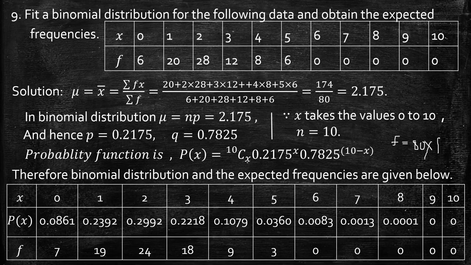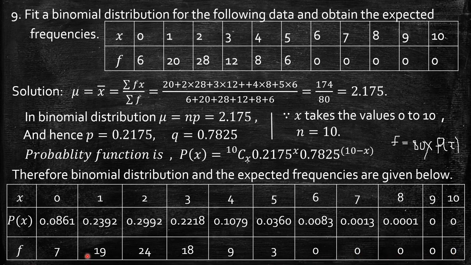So I got one by substituting. Once you get P of x, you can simply multiply by 80, which gives the theoretical frequencies, that is 7, 19, 24, 18, 9, 3, 0, 0, 0, 0, 0. Correct? I hope it is clear.